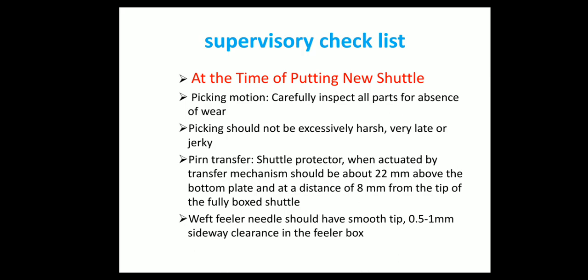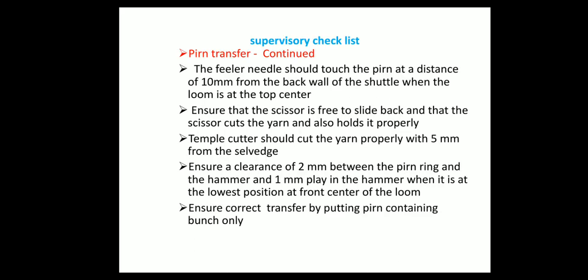In the picking mechanism there is a lot of wear and tear, so check for wear and tear in parts like picker, buffer, check strap, all those things. Picking should not be excessively harsh, very late or jerky. Pern transfer: shuttle protector when actuated by transfer mechanism should be about 22 mm above the bottom plate and at a distance of 8 mm from the tip of the fully boxed shuttle. Weft feeler needle should have a smooth tip. 0.5 to 1 mm sideway clearance in the feeder box.